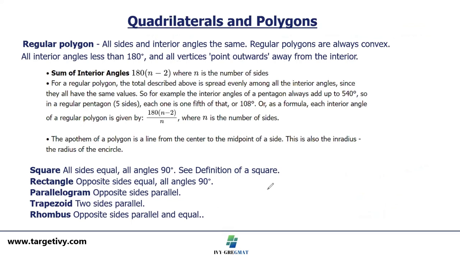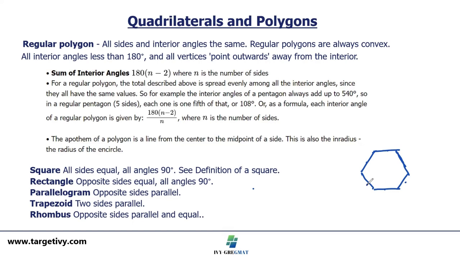quadrilaterals and polygons. What's a regular polygon? All the sides and the interior angles are same. We are going to deal with regular polygons only. We do not want to deal with absurd figures. Regular polygons are convex. That means they are always pointing outside. Let's draw a regular polygon. Let's draw something like this. A shape having equal sides, but 1, 2, 3, 4, 5, 6. So there are 6 sides.